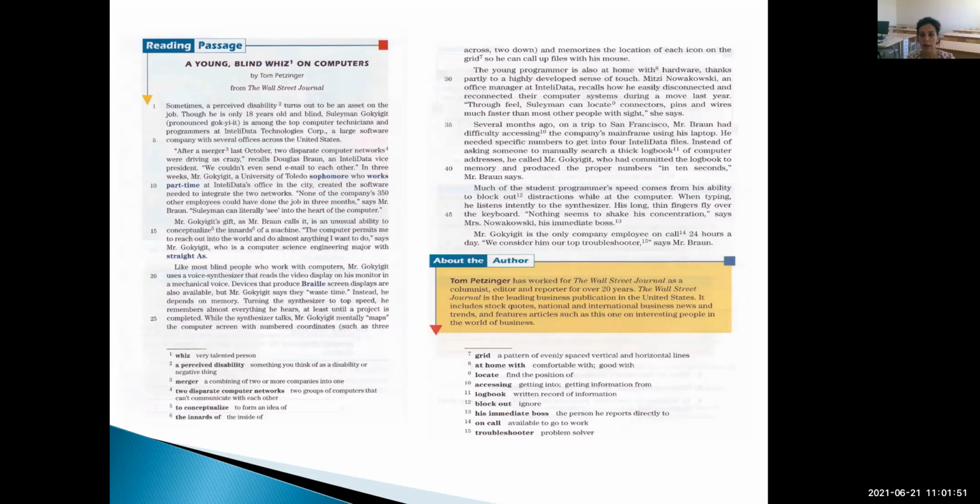His long, thin fingers fly over the keyboard. Nothing seems to shake his concentration, says Novakovsky, his immediate boss. Mr. Gokit is the only company employee on call 24 hours a day. We consider him our top troubleshooter, says Mr. Brown.